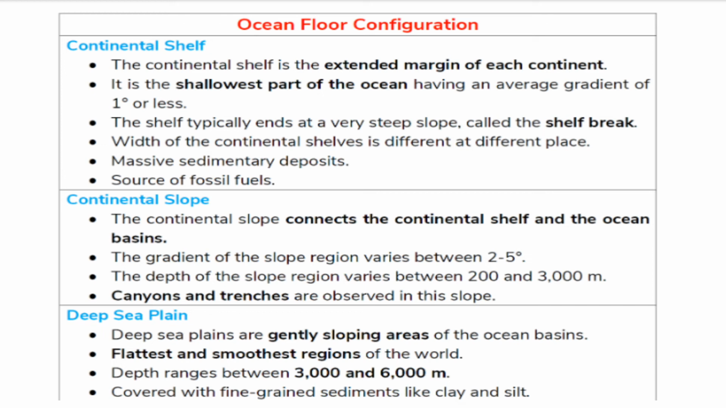Deep sea plain. Deep sea plains are gently sloping areas of the ocean basins. Flattest and smoothest regions of the world. Depth ranges between 3000 and 6000 m. Covered with fine-grained sediments like clay and silt.